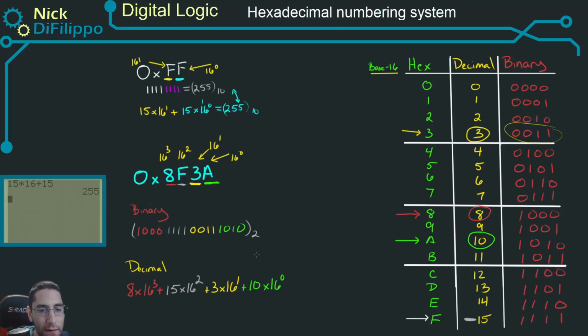And we do know, just to simplify it really quick, that 16 to the 1 is just 16, and 16 to the 0 is just 1. So 8 times 16 to the third plus 15 times 16 squared plus 3 times 16 plus 10 times 1, and we get that this is equal to 36,666. So this is equal to 36,666 base 10. And these are the steps you can use to convert any hexadecimal number that you have to decimal or binary.